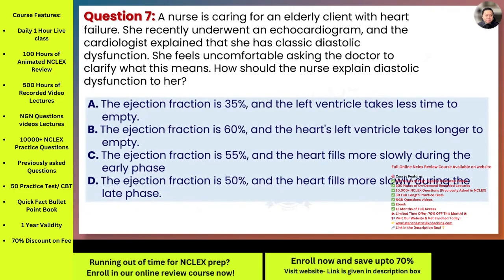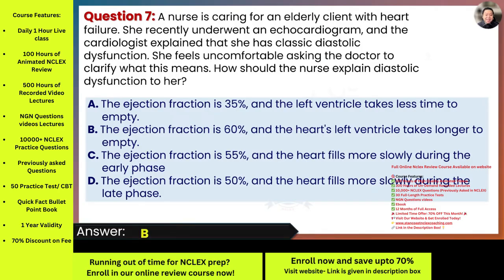Options: A. The ejection fraction is 35% and the left ventricle takes less time to empty. B. The ejection fraction is 60% and the heart's left ventricle takes longer to empty. C. The ejection fraction is 55% and the heart fills more slowly during the early phase. D. The ejection fraction is 50% and the heart fills more slowly during the late phase. The answer here is letter B.